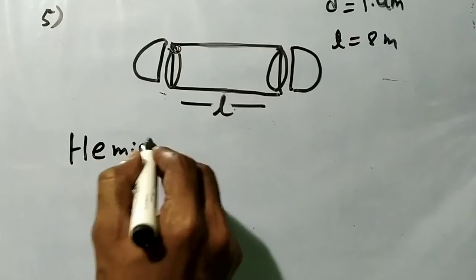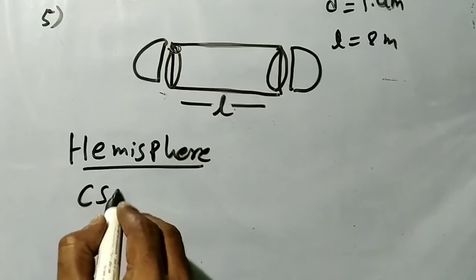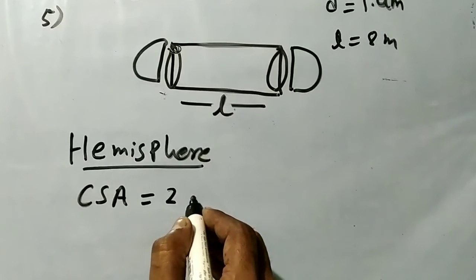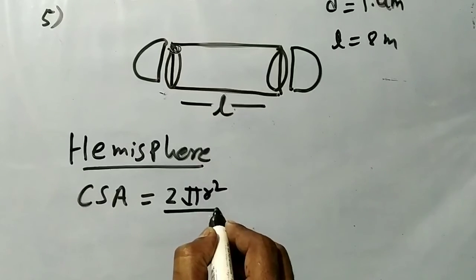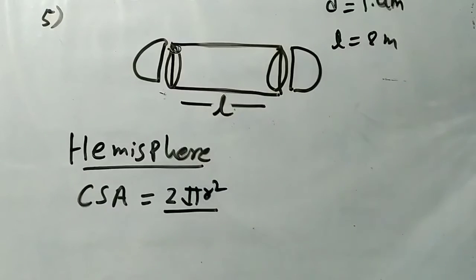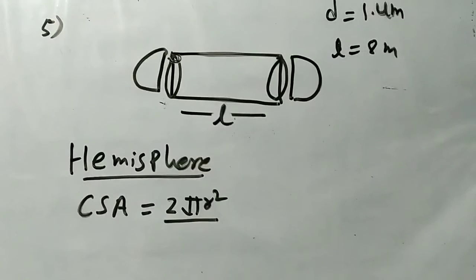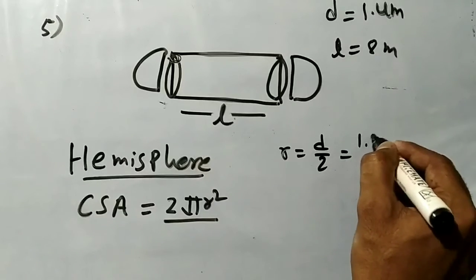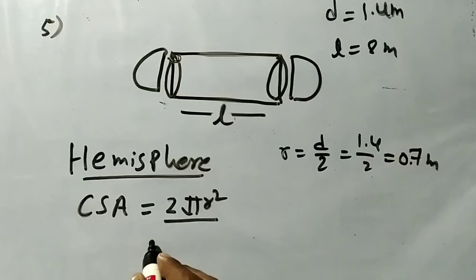So hemisphere, we have to find the CSA, that is curved surface area of the hemisphere, which is 2 pi r square. But they have given D is equal to 1.4 meters. We know that R is equal to D by 2, that is 1.4 by 2 is equal to 0.7 meters. We got R, so we can substitute here.